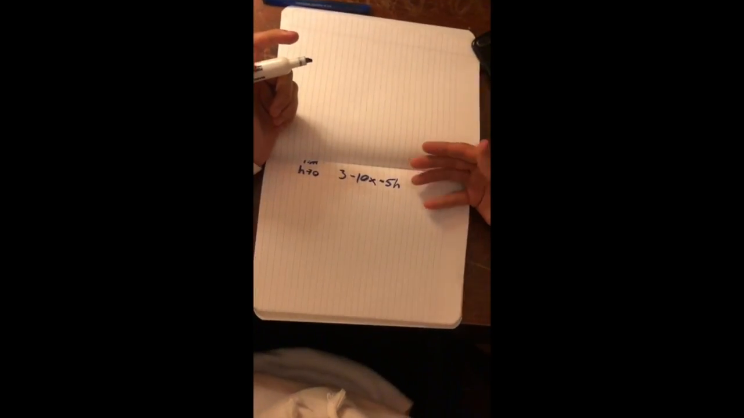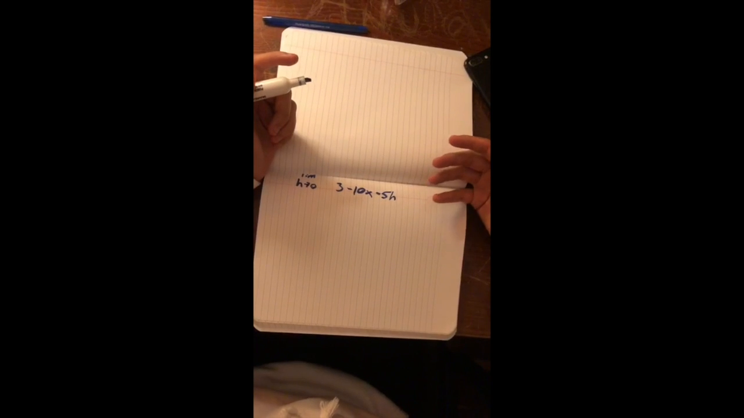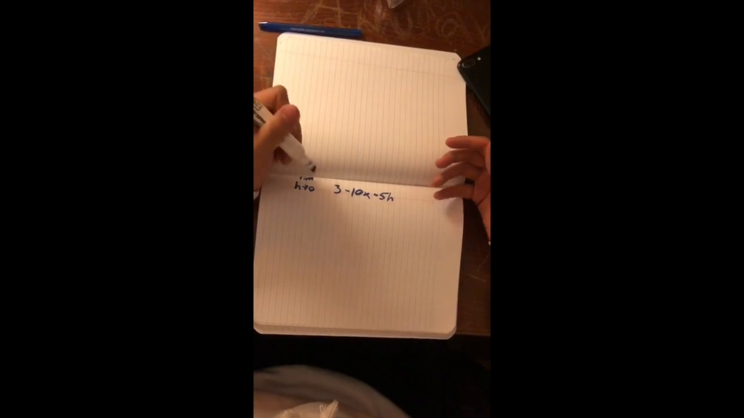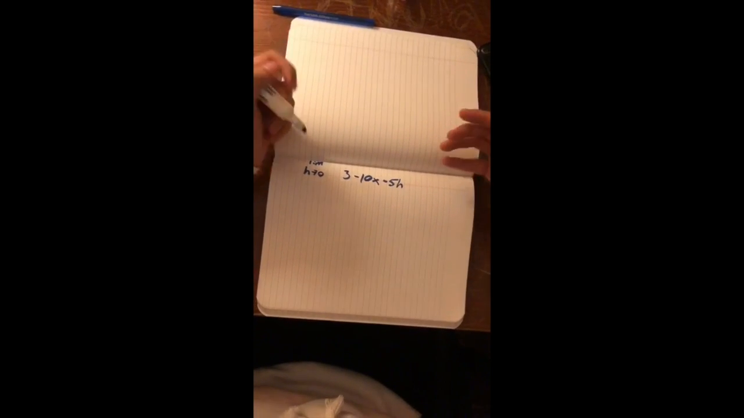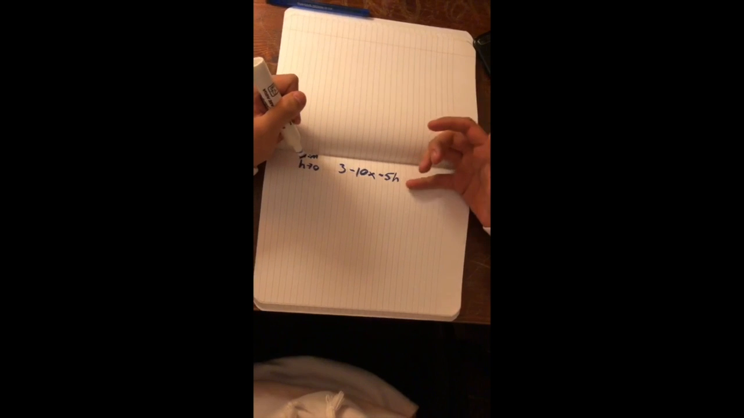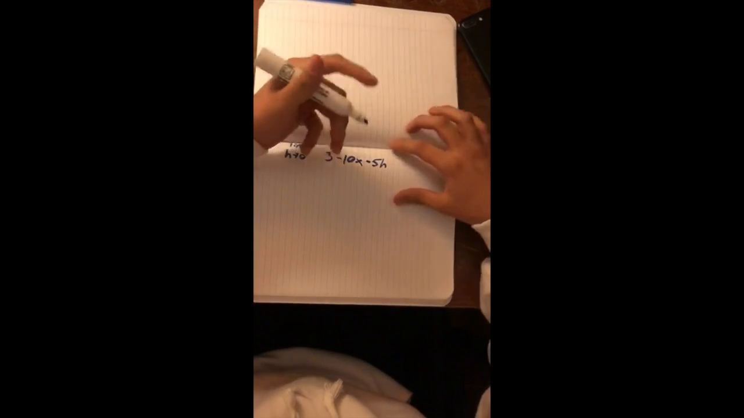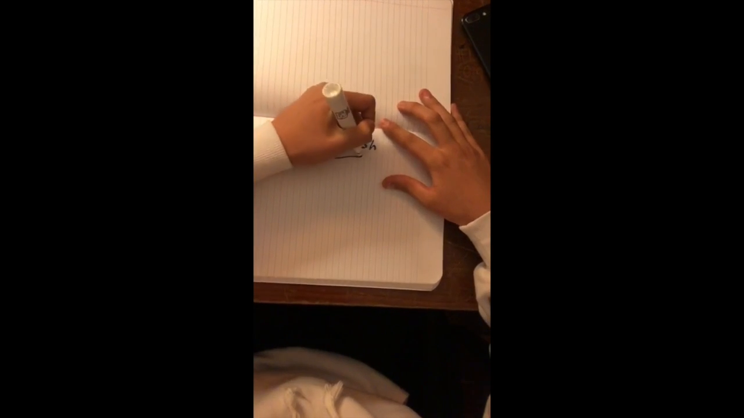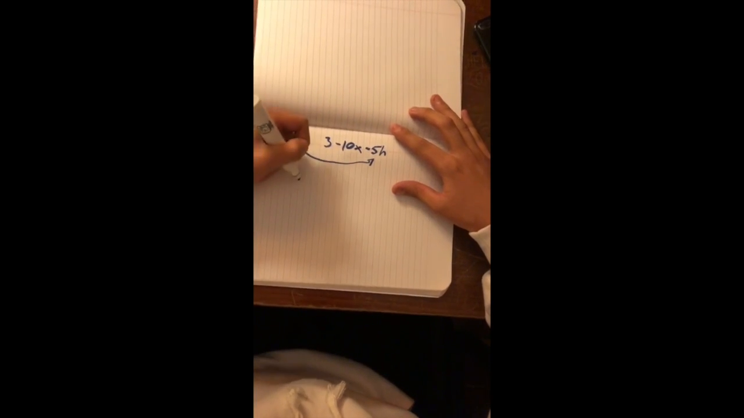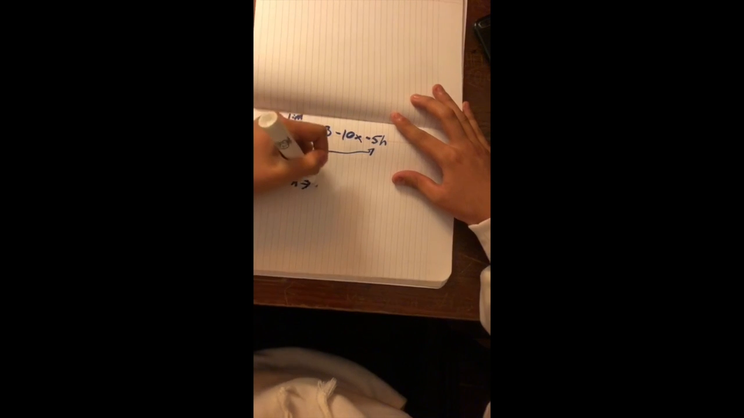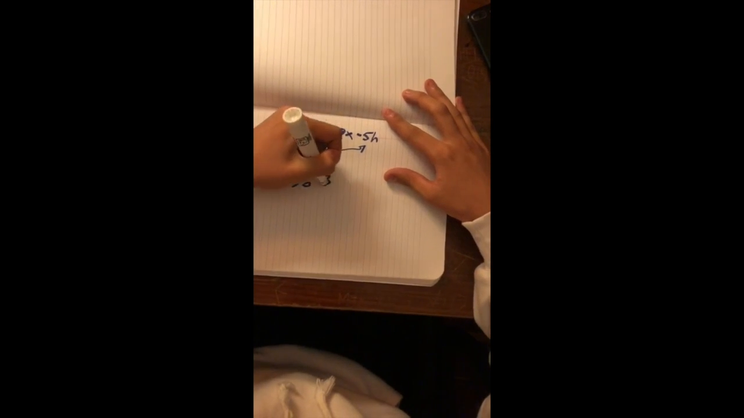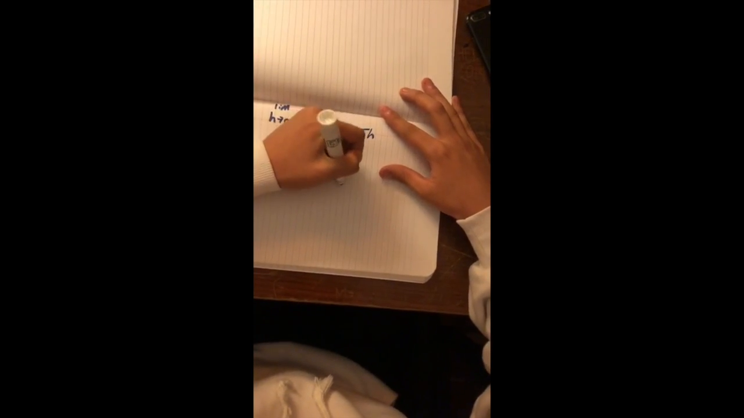Okay, so the problem ends with the limit as h tends to 0 of 3 minus 10x minus 5h. What you do next is you substitute the h's for zeros, so we solve. So your final answer would be the limit as h tends to 0 of 3 minus 10x.